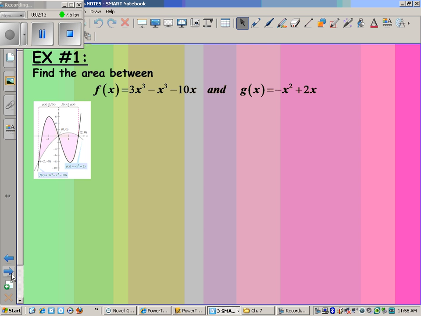F of x is 3x cubed minus. Uh-oh. No. That's supposed to be a square. Does it say a squared on yours? Make it a square, please. That's what happens when I do that. This is what happens when I do it at midnight. You shouldn't procrastinate this.